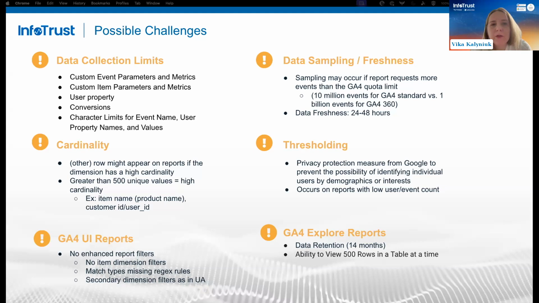An easy way to spot if your data is thresholded is by checking the data quality indicator at the top of the report. That includes a message. I will not be able to remember and correctly tell you what the message is, but it will start with "Google Analytics has applied thresholding" and so on. So this gives you a heads up and an idea whether the data is thresholded or not.